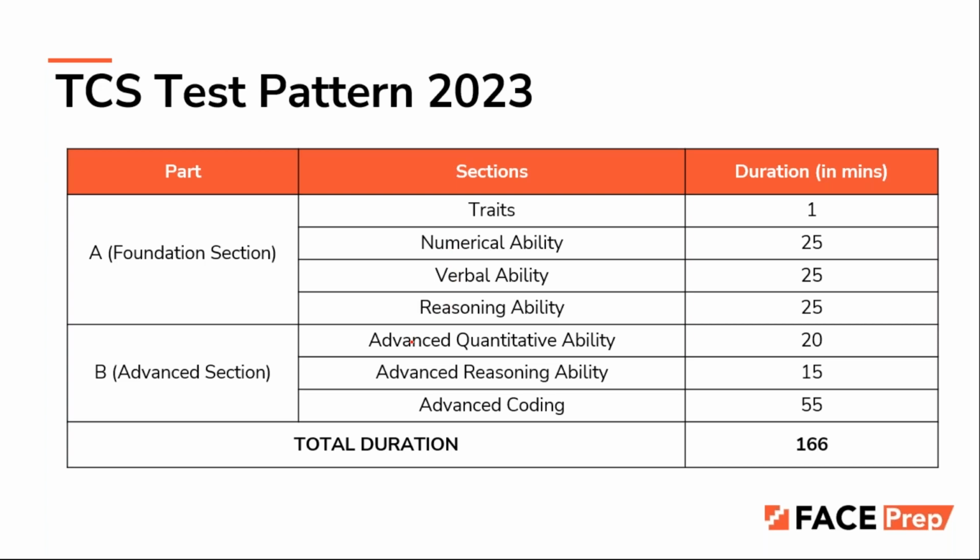In this particular webinar, we are going to start with advanced section. That is, advanced quantitative ability, reasoning ability, and advanced coding. Here also you will be having questions and will be solving them. Hereafter also you'll be having the webinars, most probably next week. So in this part B, that is the advanced section, first we will start with advanced quantitative ability.